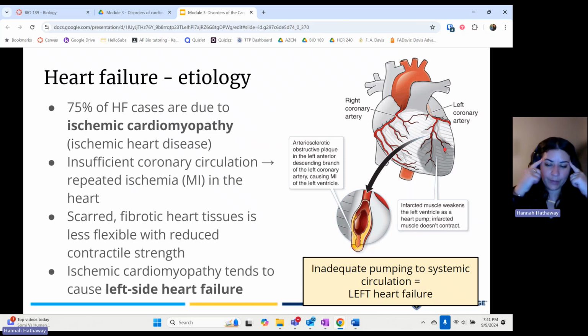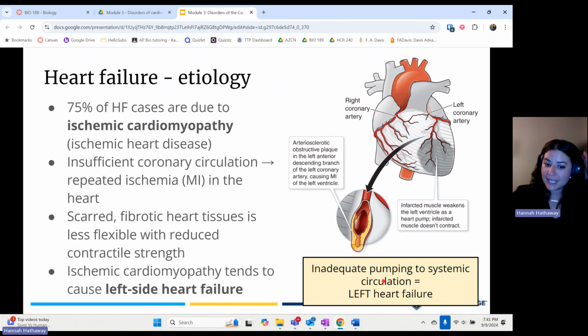Okay. So key point, tattoo this into your brain. In general, if you have inadequate pumping to the systemic circulation, so the body is not getting a sufficient amount of blood, that is usually due to left heart failure. So if the left side of the heart is not working well enough, that means all of the tissues are not getting perfused. They're not getting enough blood. So you're going to have issues with kidney function and liver function because they're not getting enough blood, so they're not going to be working as well as they should.